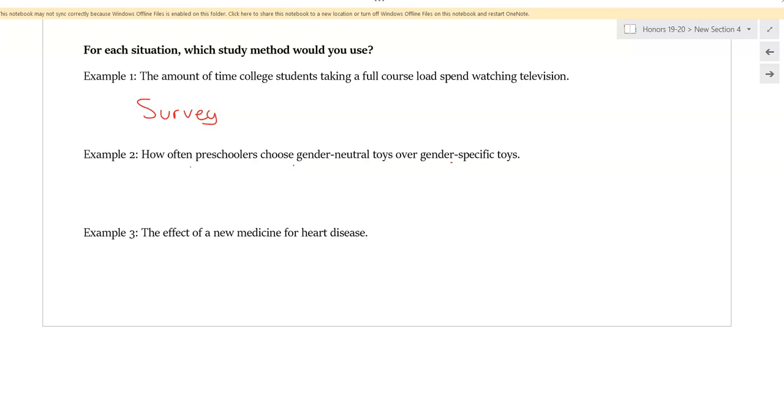And survey, I probably wouldn't do a survey because I'm not going to go up to a preschooler and ask them, hey, which toy did you choose? Was it gender neutral or gender specific? They don't really know what those words mean. So that wouldn't be effective, okay? So this one would be an observational study, right? I would just observe these preschoolers at preschool and see what they do.